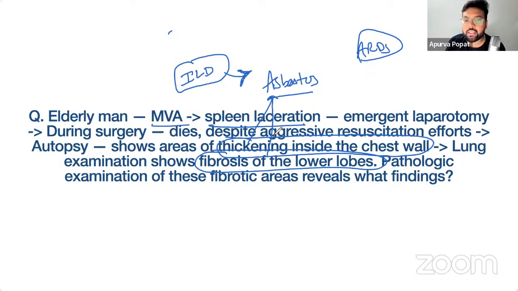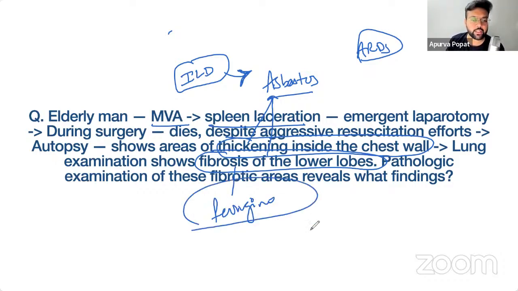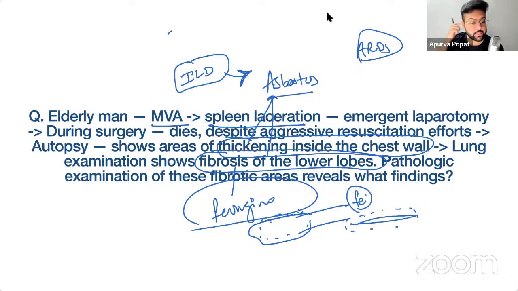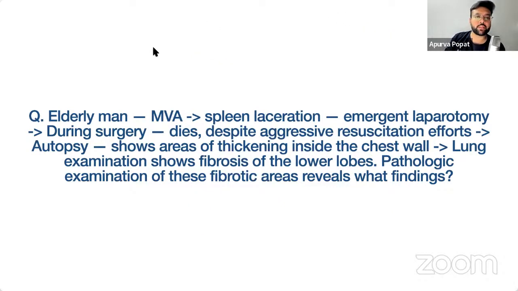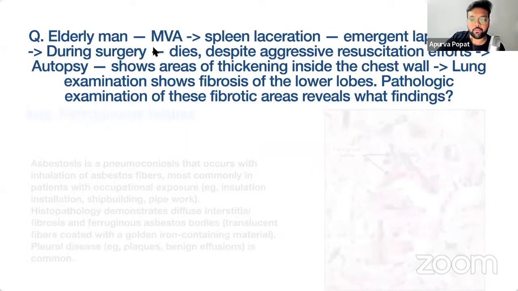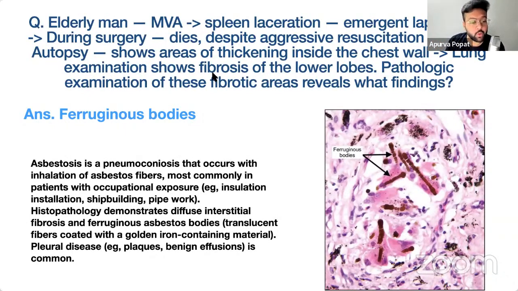What kind of bodies do you see in asbestosis? Ferruginous bodies. Very good. Ferruginous bodies are surrounded by what metal? It's iron. So ferruginous bodies are bodies surrounded by iron, which can be stained with the Prussian blue stain. So these are ferruginous bodies. Perfect. So this is asbestosis. If you take a biopsy, you find ferruginous bodies. These are also called dumbbell-shaped bodies.